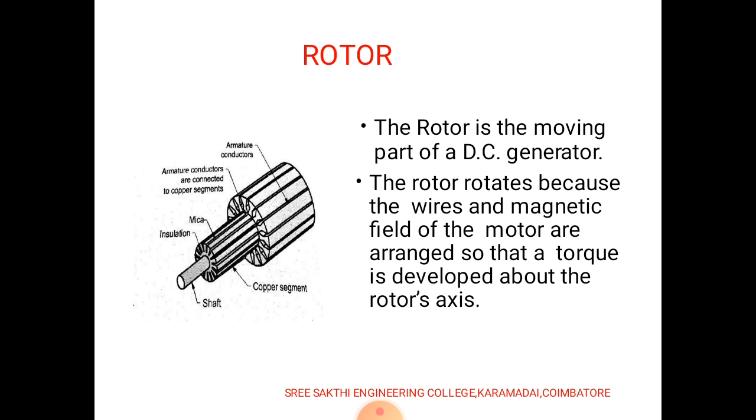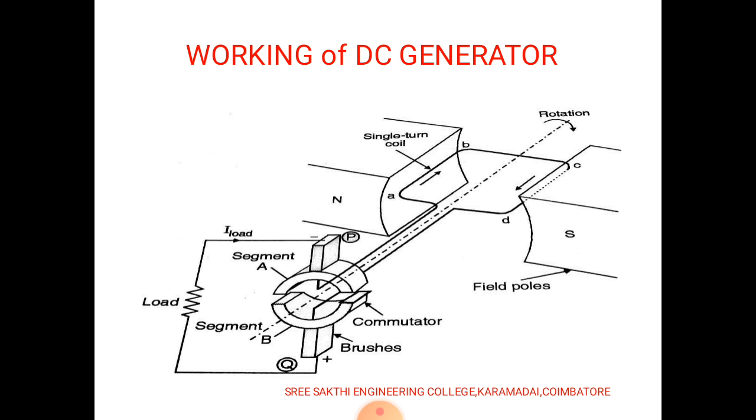A rotor is a moving part of the DC generator. The rotor rotates because the wires and the magnetic field of the motor are arranged so that a torque is developed about the rotor's axis. Working of the DC generator.